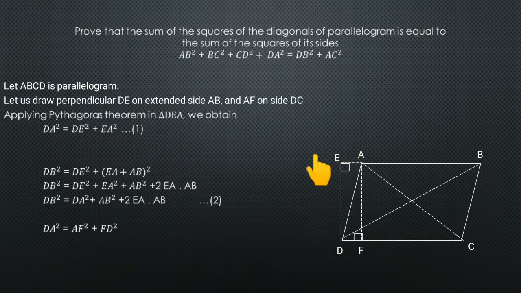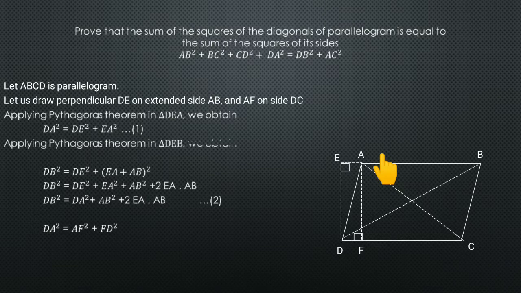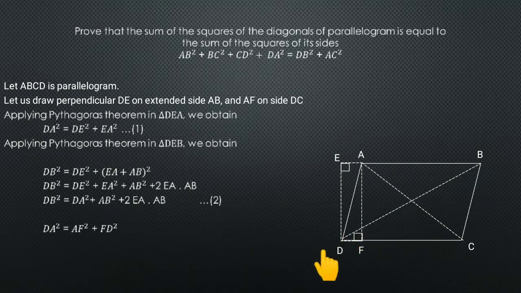DEA. For this triangle, Pythagoras theorem is DA square equals DE square plus EA square. Second one is applying Pythagoras theorem on triangle DEB. First of all, we apply Pythagoras theorem on DEA and then on DEB. For this triangle DEB, Pythagoras theorem is DB square is equal to DE square plus EB square.